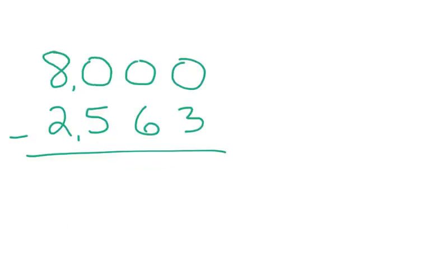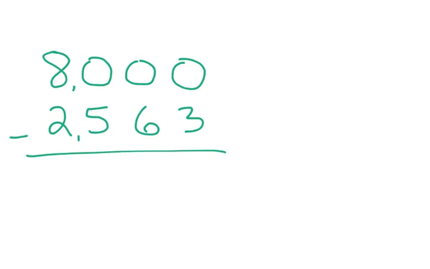Okay, so we move on to another example. Now we have 8,000 minus 2,563. Okay, we have 0 and a 3. We cannot subtract 3 from 0, so we would go to the tens, can't regroup there. We go to the hundreds, can't regroup there. But we have an 8, which we can regroup in the thousands place.